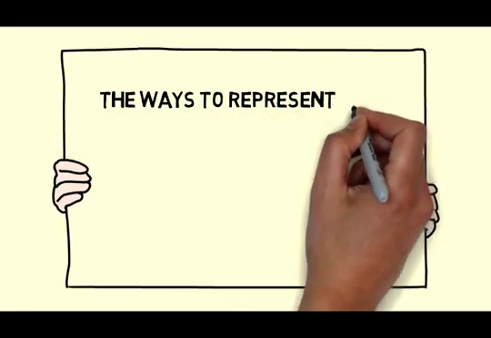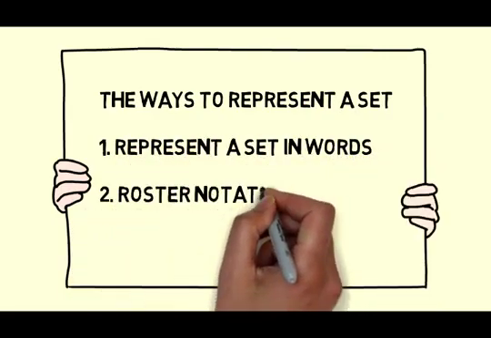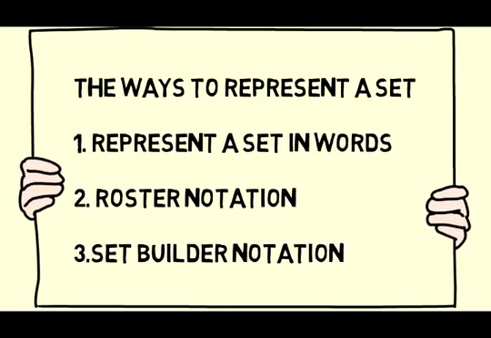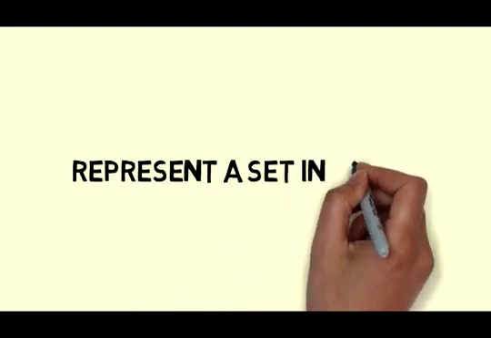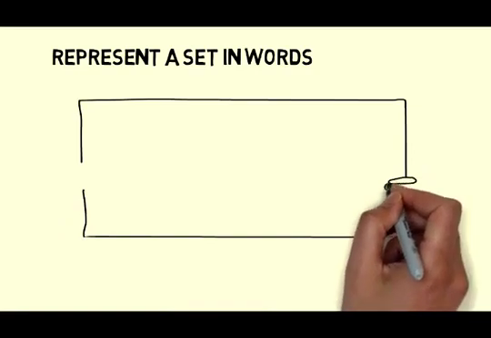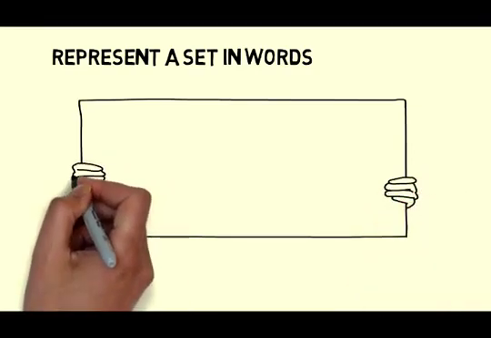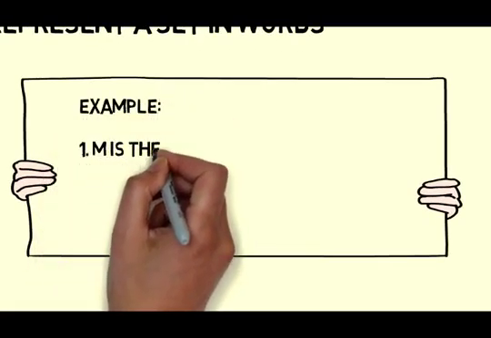The ways to represent a set. There are 3 ways to represent a set. First way to represent a set is to represent a set in words. Representing a set in words is where we describe the properties of the set. Look at the following example.